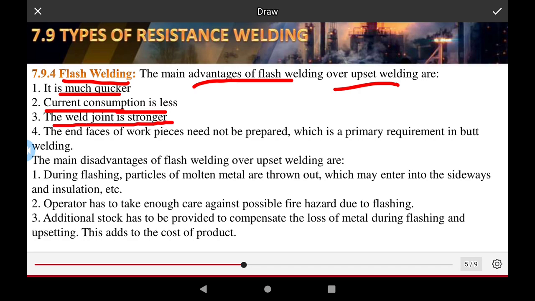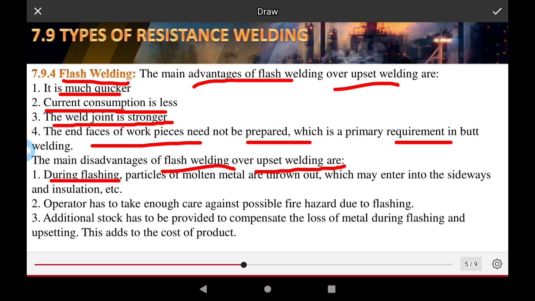The aim of the flash welding operation is to achieve a high-strength joint. The interface of the workpiece needs to be prepared, which is the primary requirement in butt welding. The main advantage of flash welding, and the flash welding offset of the welding, are the following.